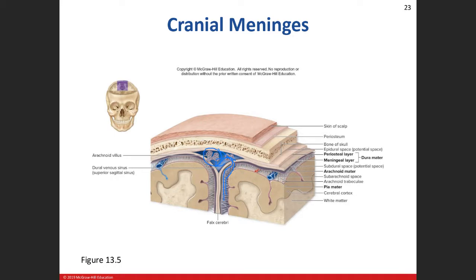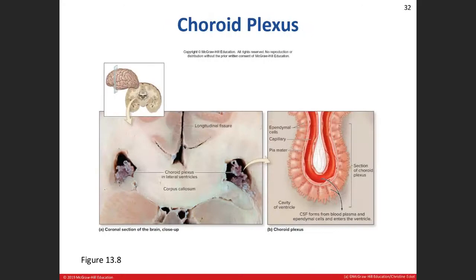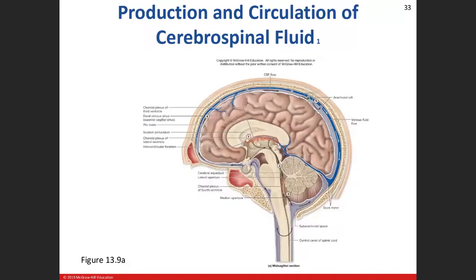Real quick right here, this is what the choroid plexus looks like. These are lateral ventricles. It's this grouping of cells. At the center of it, there's a blood capillary, and then the ependymal cells line that blood capillary, and there's a basement membrane here too. So these cells will filter out the contents of the blood plasma and drain it into this cavity here.